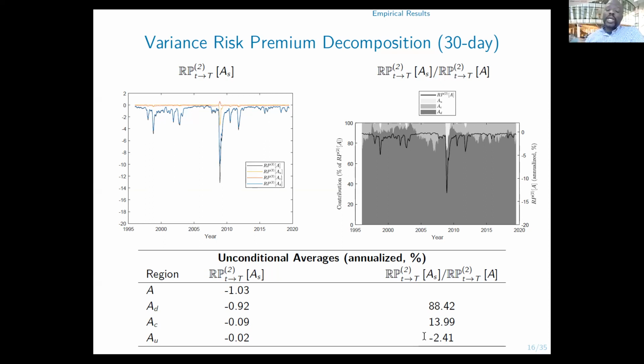So here, what we see is that this gives the result on the variance risk premium. What you see on the left-hand side are components of the decomposition of the variance risk premium. The numbers are pretty reasonable and consistent with the data. When you look at the right-hand side, we have also the contribution of each component of the variance risk premium. As you can see, the downside is a major contributor of the variance risk premium over time.